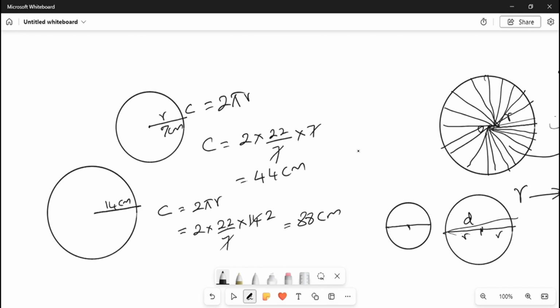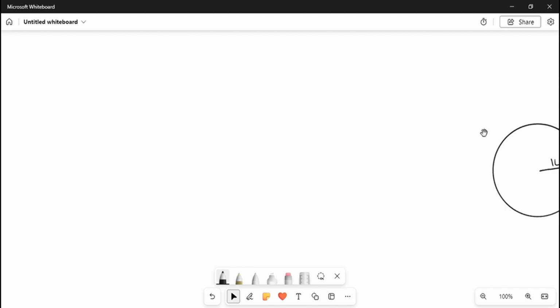Now let's see how to find the circumference of a semicircle. Now look at this circle. This is semicircle. Okay. Now this is called arc length, L equal pi r, because this is not a full circle. This is semicircle. If semicircle is coming, you can straight away use pi r.